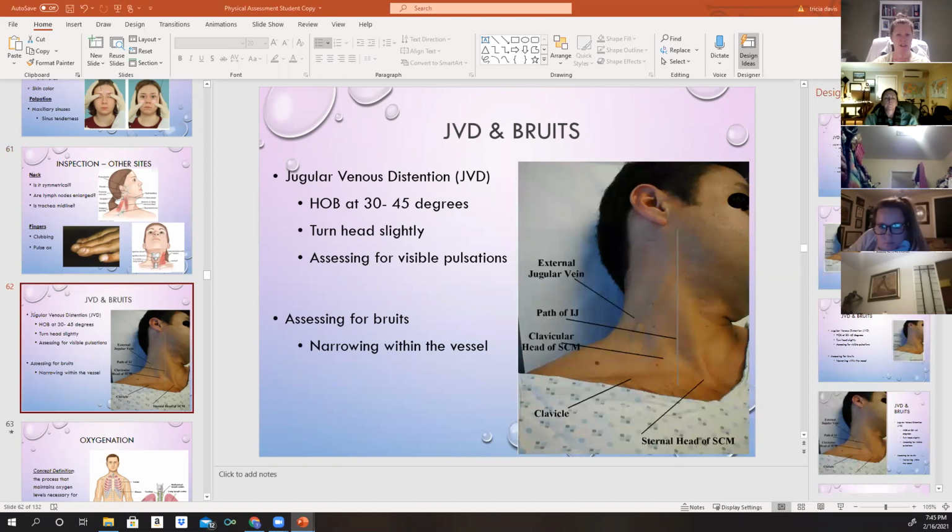So then that JVD. You will see JVD in patients who have what we call left-sided heart failure. If you have your patient laying in bed, you can have the bed at like 30 to 45 degrees. You have them turn their head slightly and you look at the side of their neck. You are assessing for, see that big vein right there? You are assessing for visual pulsations. You will physically be able to see that pulse inside that vein. You'll know it when you see it. You're going to look in that area. That is going to be a sign that your patient has fluid overload or they have some kind of left-sided heart failure. You can assess for a bruit, which is caused by narrowing in that vessel.